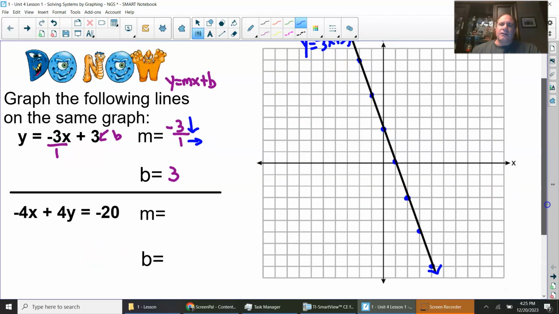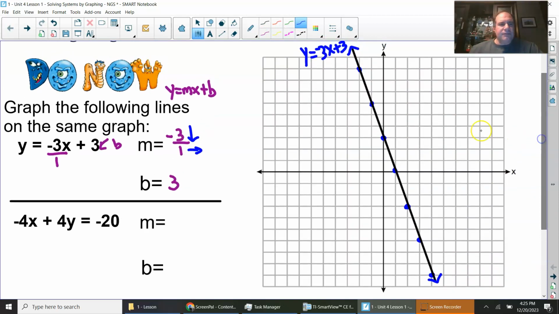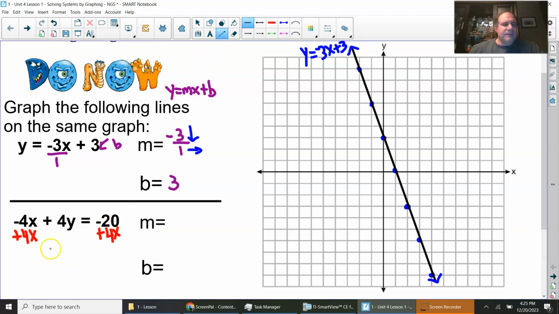Take a look at the second line. The second line is not in y equals mx plus b format, so we are going to have to solve it for y. The first thing that you do is to try to get y alone. So to do that, you need to get this 4x over from the left side of the equation to the right side of the equation. Remember, the 4x and the -20 are not like terms, so that means that you cannot combine those.